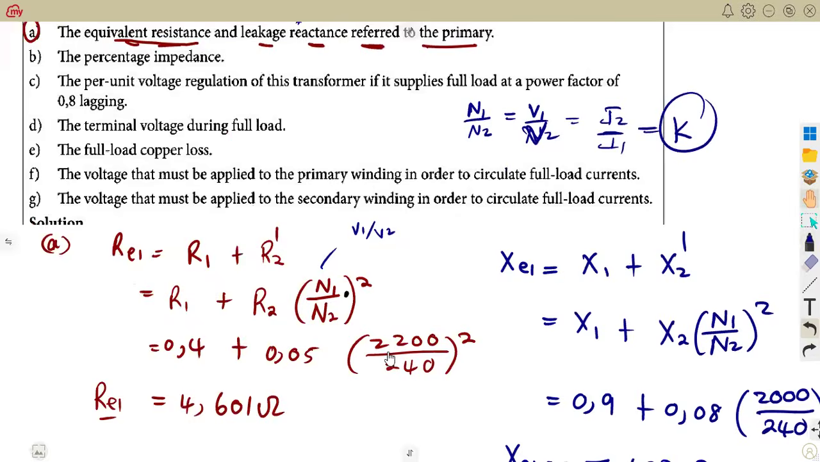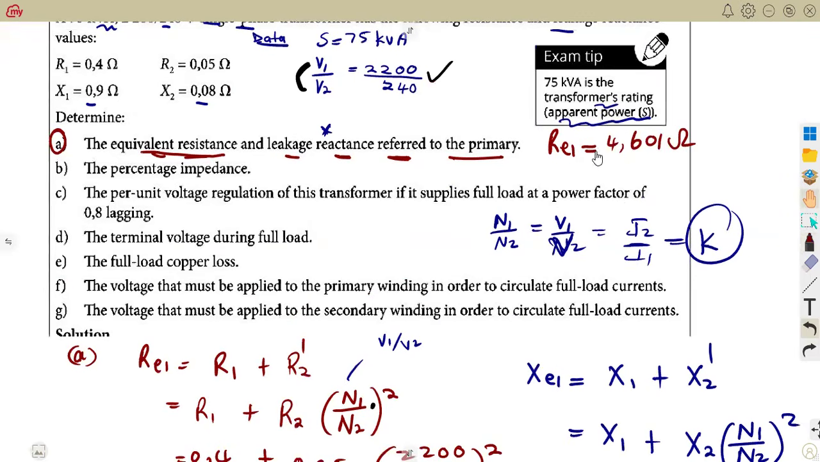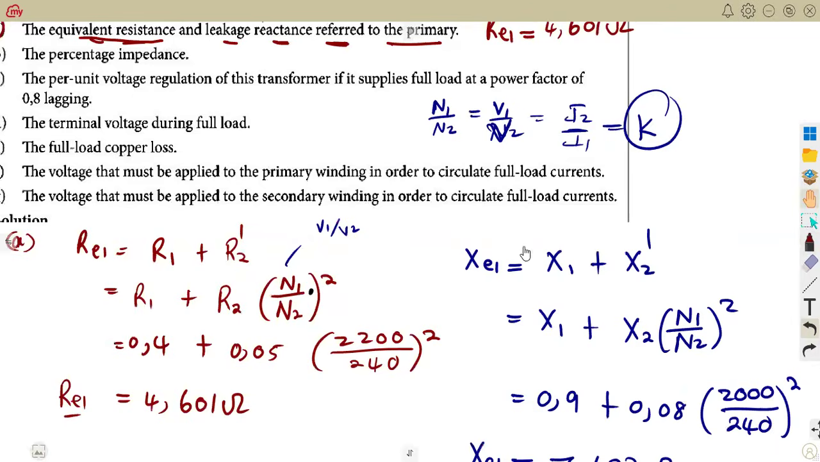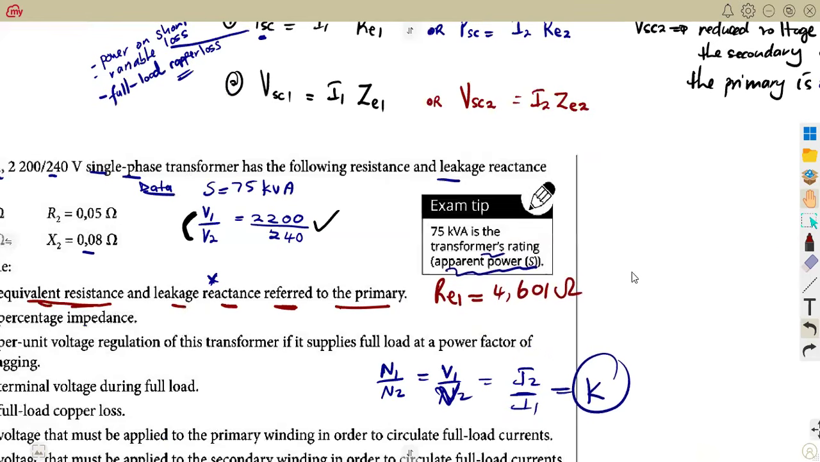Right, so you're going to have this. Let's just write this aside because we're going to need this somehow. So the first one, remember, was 4,601 ohms from this part. Then the leakage reactance, 7,622 ohms. All right, so this is what we have there.